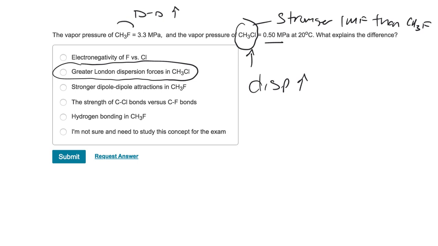So the electronegativity of F versus Cl would point toward a stronger dipole-dipole force, which would point towards CH3F having the stronger intermolecular force. So the reason why this is wrong is if that were the explanation, it would have made CH3F have the lower vapor pressure, but it has the higher vapor pressure. If we had a stronger dipole-dipole force in CH3F, again, this would be the explanation if the trend were the opposite. The strength of the covalent bonds.